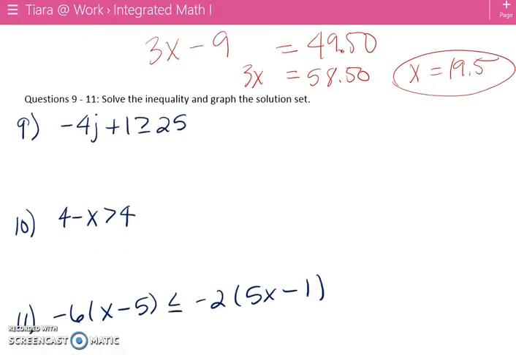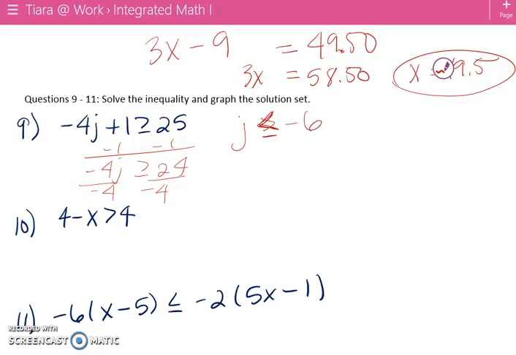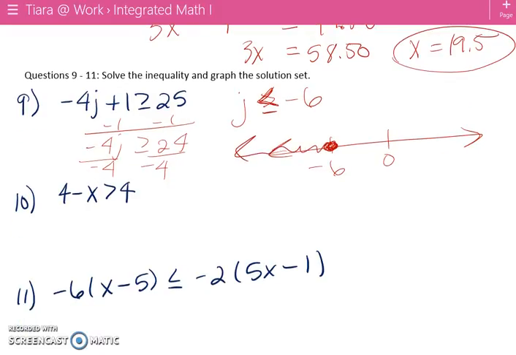The big thing with solving inequalities that people forgot is if I multiply or divide by a negative number, I have to flip the sign. Let's keep that in mind as we go. So negative 4j, I'm dividing by a negative 4. So that means j has to be less than or equal to negative 6. Remember to flip that sign. If I'm going to graph this on the number line, I'm going to use a closed dot because it has or equal to, and I want j to be less, so I'm going to go to the left.